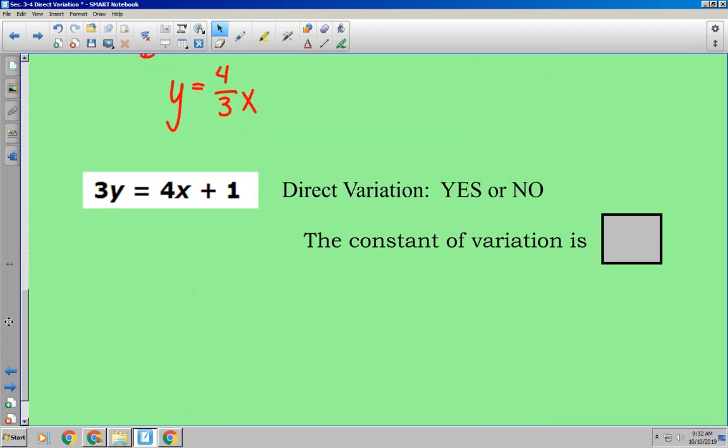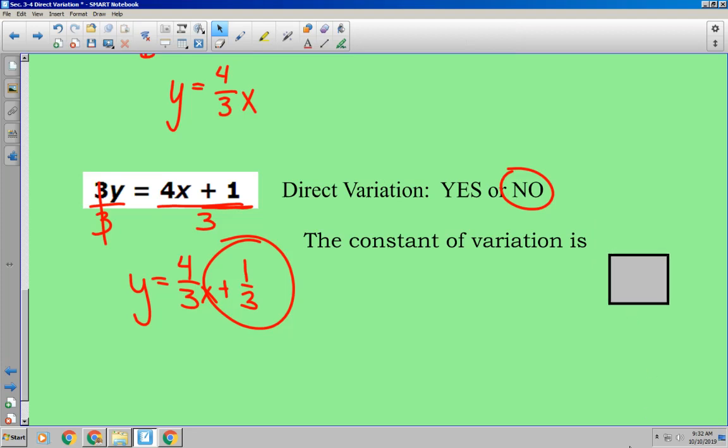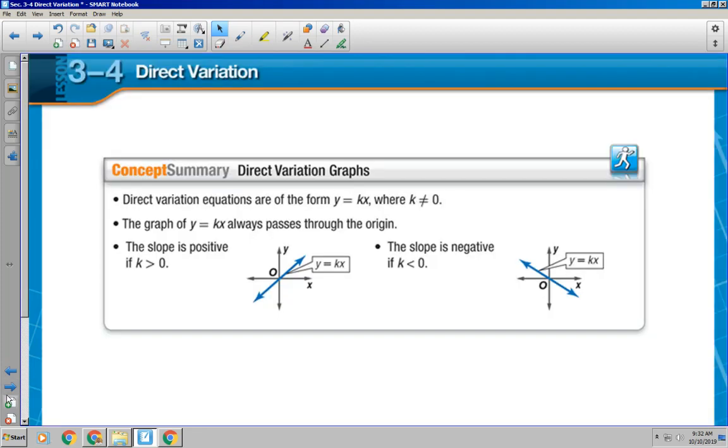Last one. Look at this right now. I'm going to say no for this reason right here. Okay, could I divide by 3? Sure, I could divide it all by 3. But when I do that, I end up with 4/3 of x plus 1/3. Not going to go through the origin. Not a direct variation. Will not have a constant. Okay, so just thinking about how it looks in an equation form.